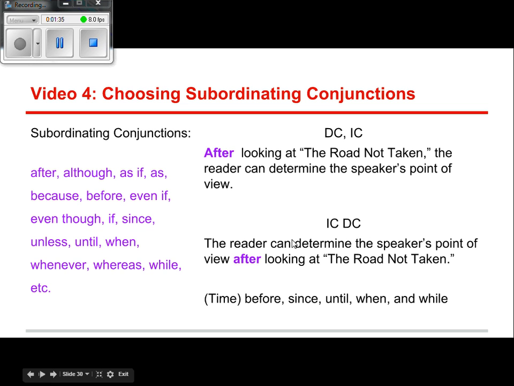Now let me just switch it around because I don't feel like using a comma and I want to start with my independent clause. The reader can determine the speaker's point of view after looking at the road not taken. Notice I do not have a comma here.